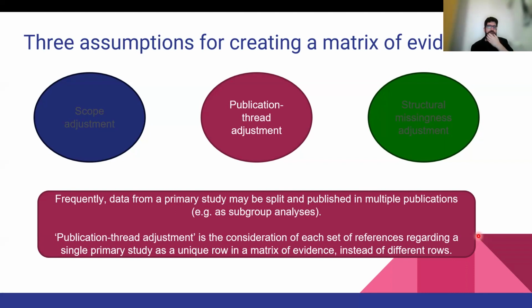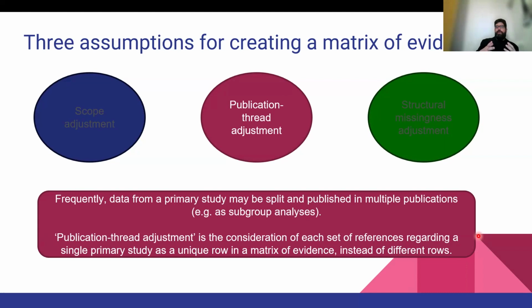So we need to consider, if I have this paper of the 1-year follow-up and the 5-year follow-up, for example, this randomized trial, should that be just one row in my matrix, or should it be 2 rows in my matrix? And that can actually alter the calculation of the CCA. So publication thread adjustment is the consideration of each set of references regarding a single primary study as a unique row in a matrix of evidence instead of different rows.